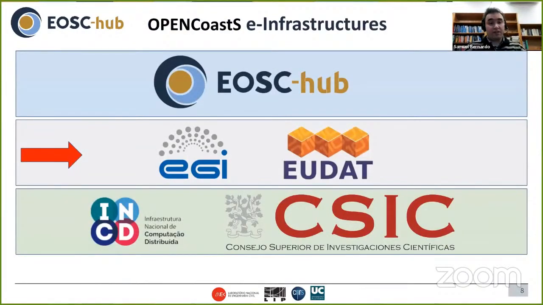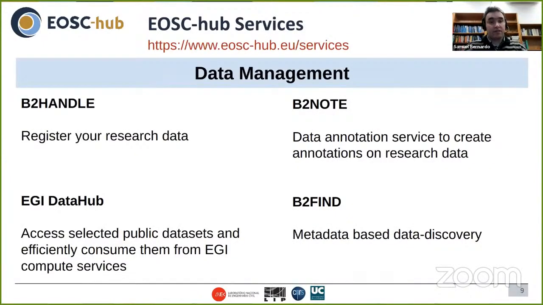So now let's look into the infrastructures that are used by OpenCoastS, EGI and EUDAT. Start by looking at data management. There are multiple services; these are some examples. We have the B2 kind of services from EUDAT, and there is also the EGI DataHub that is used by OpenCoastS.